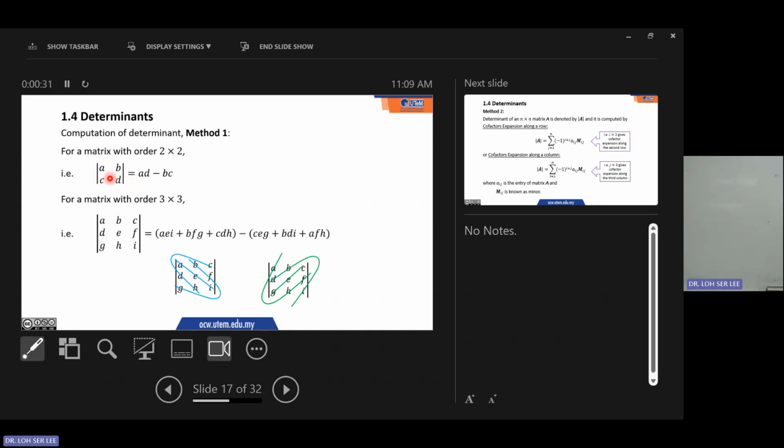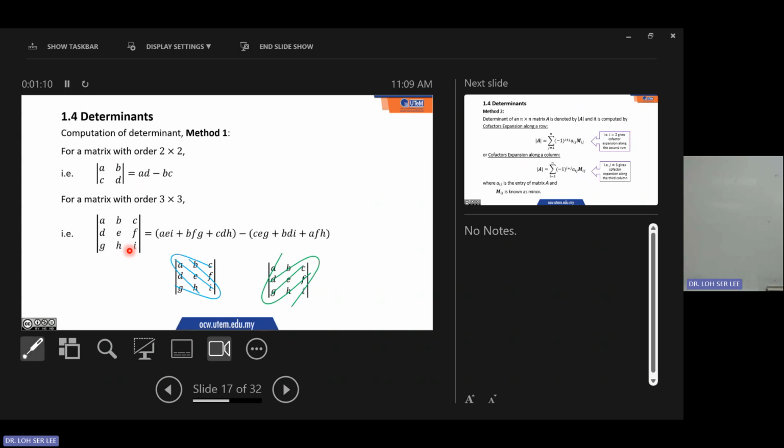This is a 2 by 2 matrix, and the notation that denotes the determinant is 2 straight lines. See, this is not a bracket, this is a straight line. With the straight lines, it means we want to find the determinant of that matrix. So for a 2 by 2 matrix, the formula is AD minus BC, and this applies only to a 2 by 2 matrix.